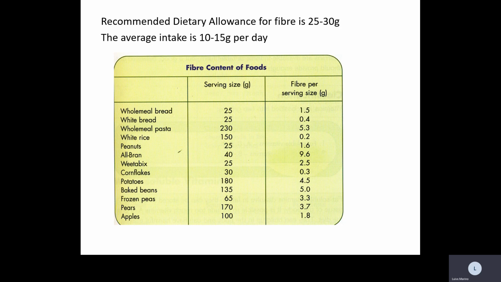The table below has a serving size and the amount of fibre per gram. One of the things to think about would be to have a quick calculation of how much fibre you think you might take in a day. Frozen peas are really good. They've got 3.7 grams per 65 grams. Wholemeal bread, a slice, is around 25 grams. That's got 1.5 grams. Potatoes are quite a good source of dietary fibre. Peanuts, and All-Bran, is a really good source. So it might be really useful to think about your own diet and how much fibre you think you're taking in.